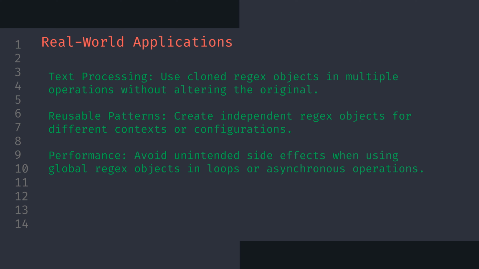Cloning regular expressions is useful in text processing, especially when you need to reuse patterns in different contexts. This avoids side effects, such as when a global regex retains its state across iterations.